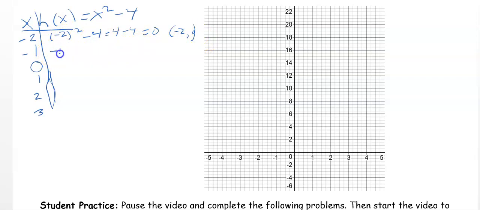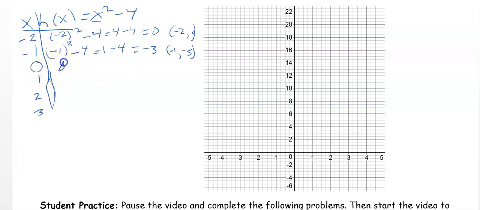So I do the same thing with -1. The rule was you square the number and then subtract 4 from it. That's what this is telling us. So I get 1 minus 4, which is -3. So the point (-1, -3) is on the graph.